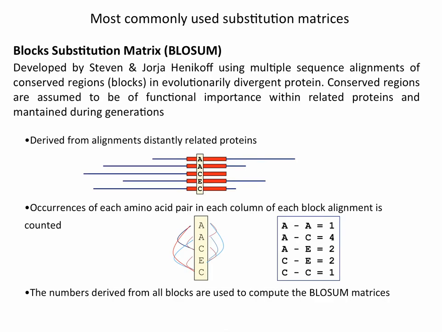The second commonly used matrix is the BLOSUM series of matrices. BLOSUM matrices were developed by Steven and Jorja Henikoff using multiple sequence alignments of conserved regions, named blocks, in evolutionarily divergent proteins. They constructed the matrix in a similar fashion to PAM matrices, but made use of a different strategy for estimating the target frequencies. In this case, the proteins compared were distantly related, and only one portion of the protein is conserved. The scores were calculated from data of highly conserved sequence segments of different proteins, rather than data based on very similar sequences as in the PAM matrices.